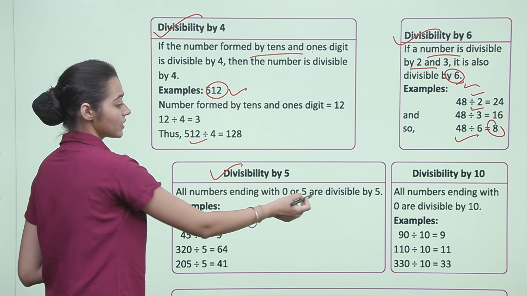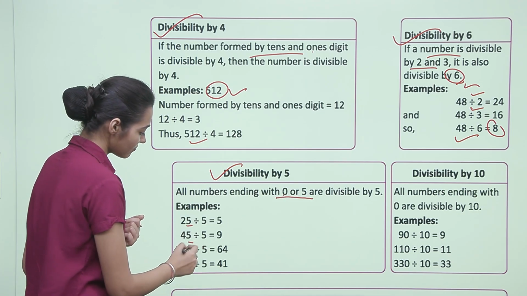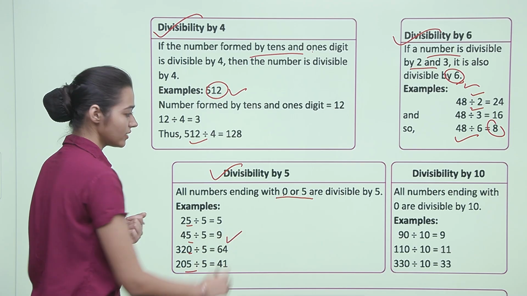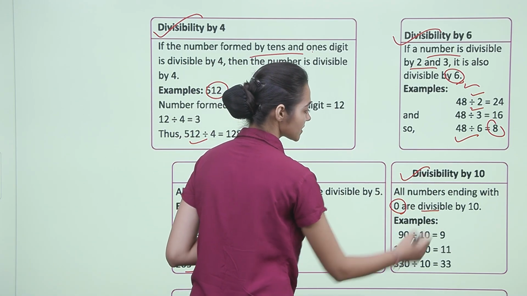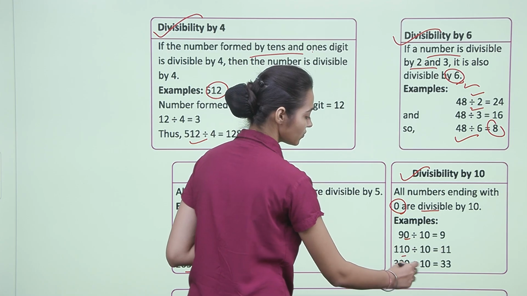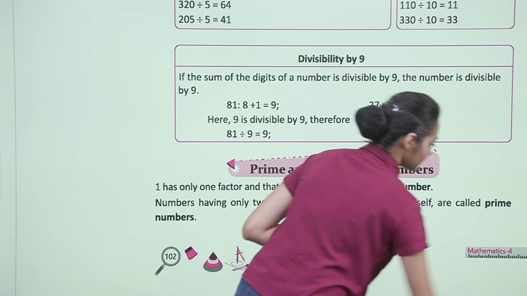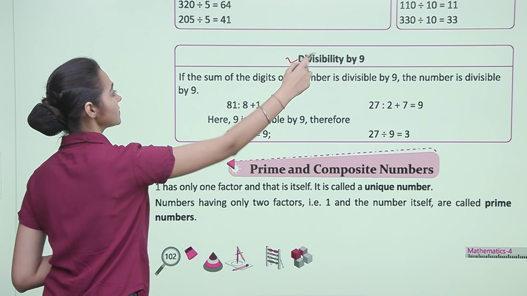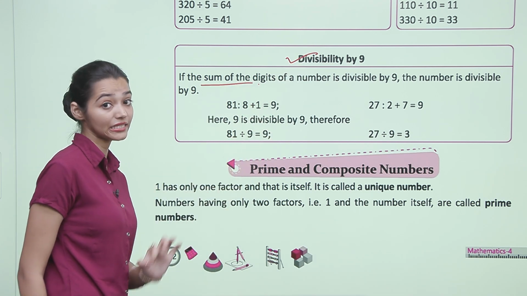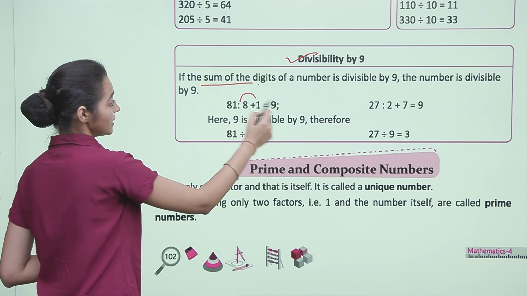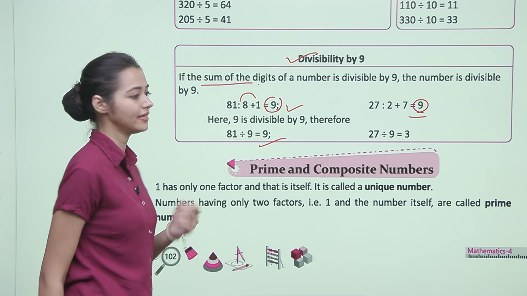Divisibility by 5, if a number ends with 0 or 5, that means it is divisible. Ending with 5, 5, 0, 5, yes, all are divisible. Divisibility by 10, if a number ends with 0, that means it is divisible by 10. Ending with 0, yes, they are divisible by 10. Next is divisibility by 9. If the sum of digits of the number is divisible by 9, then the number is divisible by 9. 9, yes, 9 again, yes, they are divisible by 9.